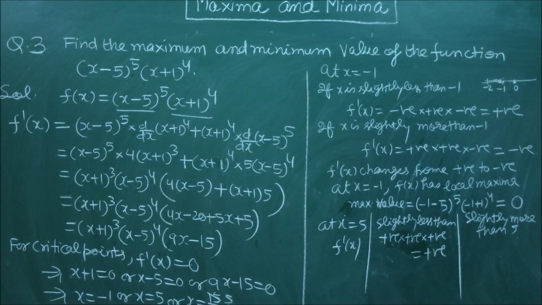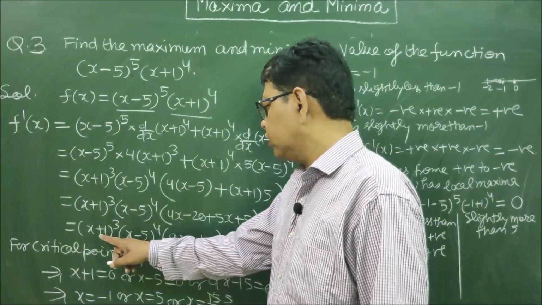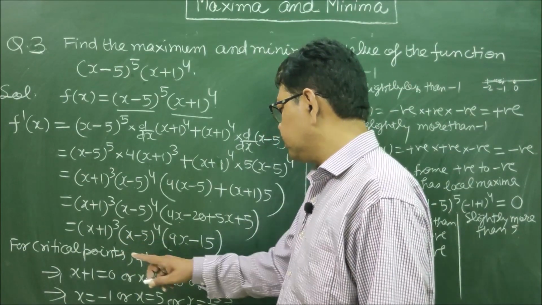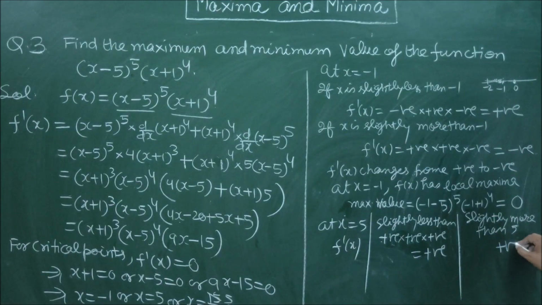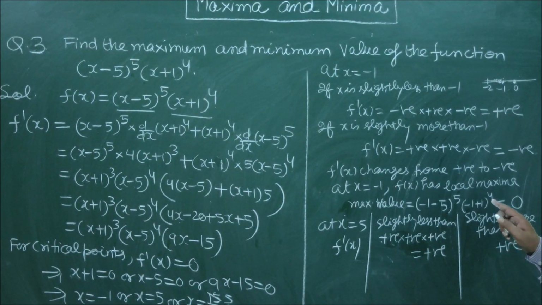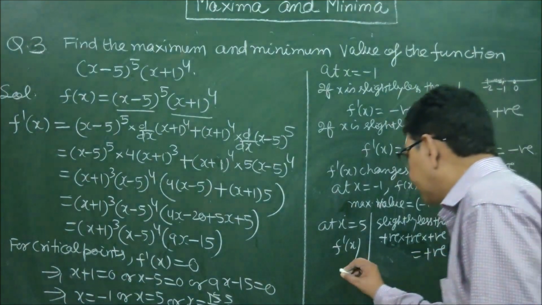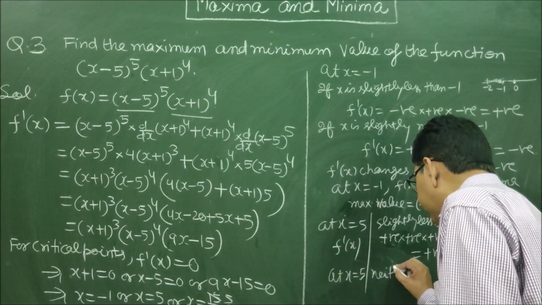Now slightly more than 5 means 5.1. Here 5.1 is positive, 5.1 is again positive, so overall the sign is positive. There is no change in the sign at x is equal to 5, near about 5, for slightly less than and slightly more than. Therefore, at x is equal to 5, there is neither local maxima nor minima.